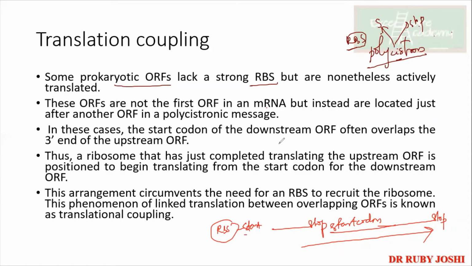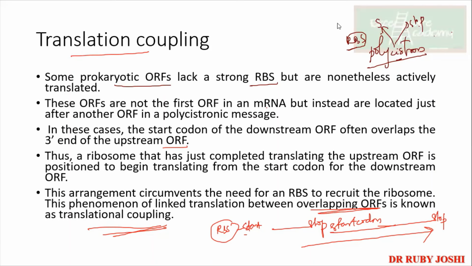So in these cases, the start codon of the downstream ORF often overlaps with the 3' end of the upstream ORF. Thus, a ribosome that has just completed translation of the upstream ORF is now positioned to begin translating the start codon of the downstream ORF. So in this way, it is just doing the continuation, and because of these overlapping ORFs, it is known as translation coupling. Okay, the concept of translation coupling is clear, all of you.